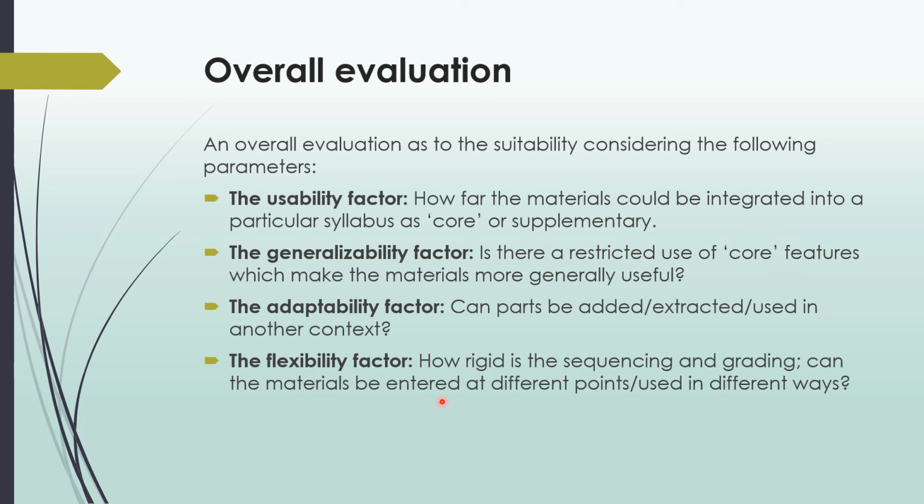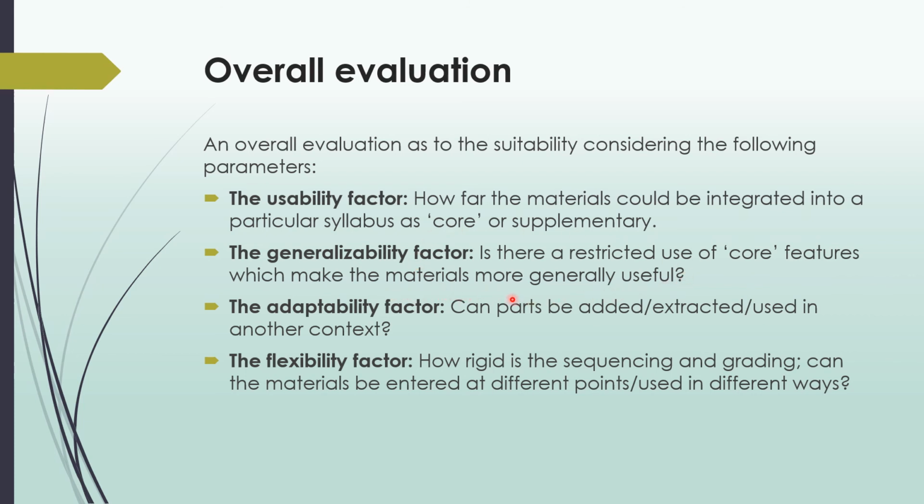So for the overall evaluation, what are the things we need to evaluate? What are the parameters, what are the variables we need to go through for evaluating a material? The usability factor: whether it is integrated or introduced in the syllabus as a core material or a supplementary material. So the way it is used or introduced for the learners will have a large impact on that. The generalizability factor: whether there is a restricted use of core features, which makes the materials more generally useful.